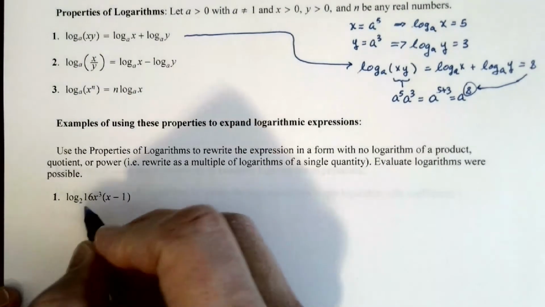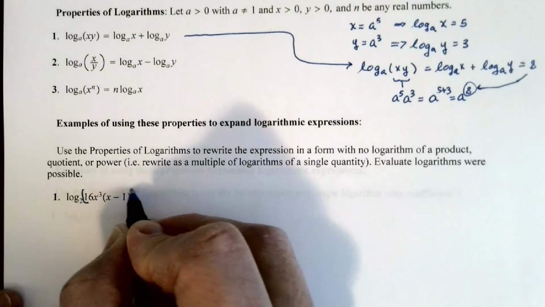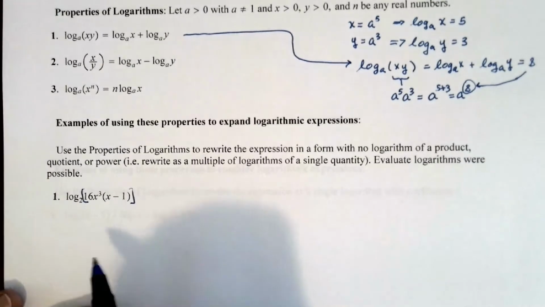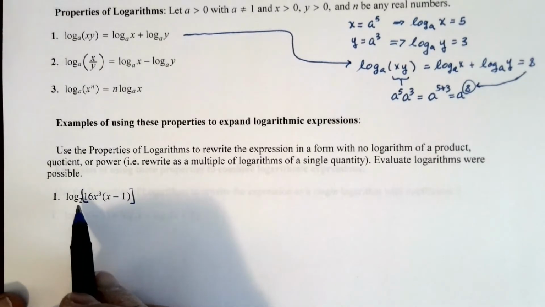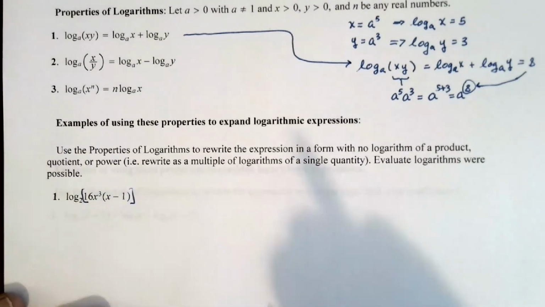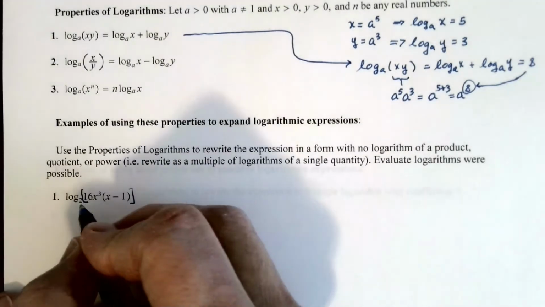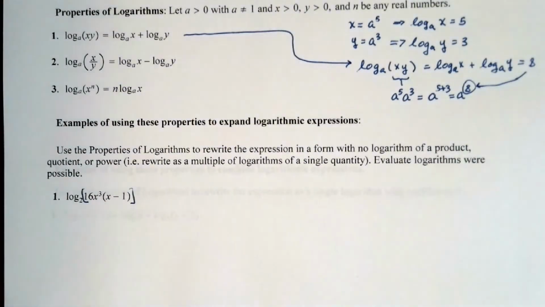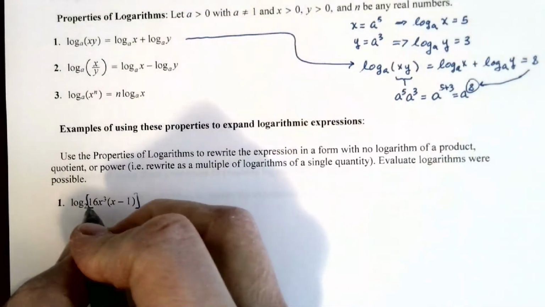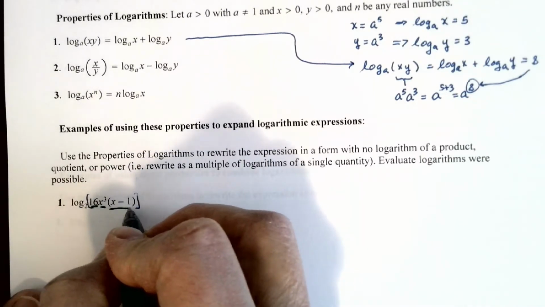So log base 2 of what? It is important to note that all this stuff is inside the log base 2 function. Essentially the question could be, what is the power of 2 needed to get this expression in the brackets? And we're not going to answer that. We're just going to take this expression and expand it. And if you notice in here, I have a product of three things. Let me underline the three things. I've got 16, I've got x cubed, and I've got x minus 1.